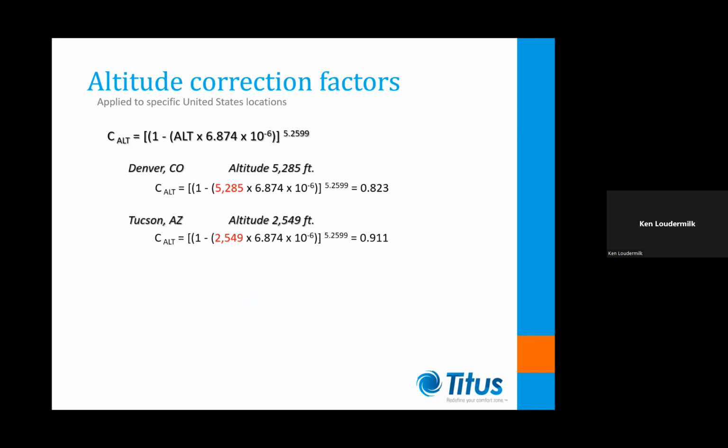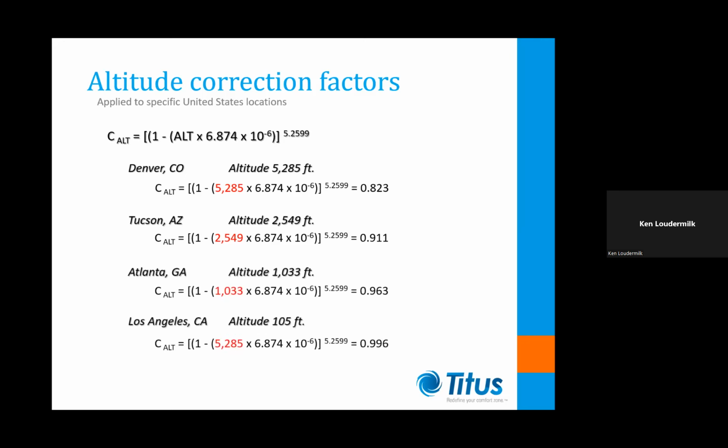As you can see, the altitude correction factor is significant in high altitude locations like Denver, Colorado, whose altitude is 5,285 feet, or Tucson, Arizona. For lower altitudes like Atlanta or coastal areas like Los Angeles, correction for altitude is usually not nearly so important.